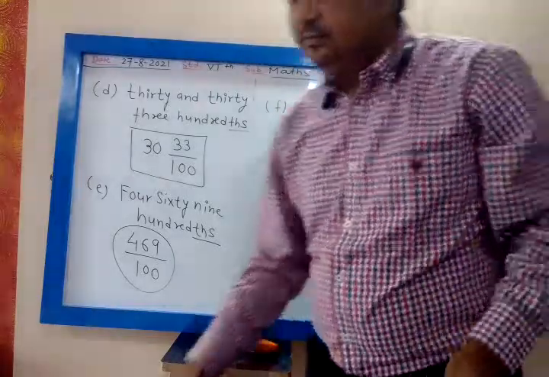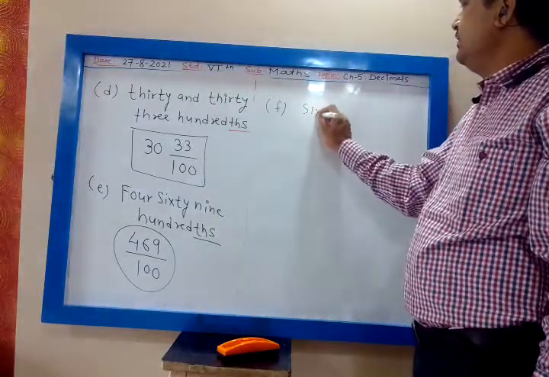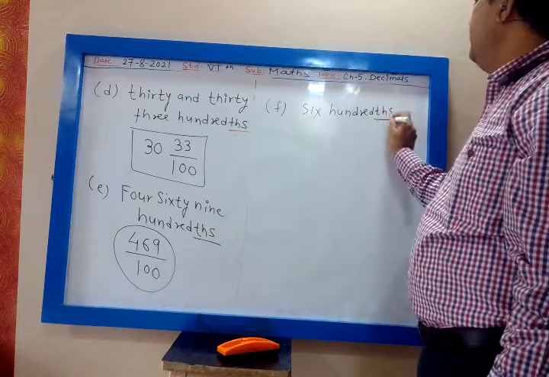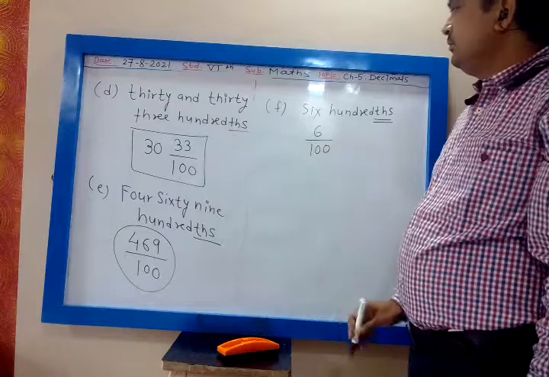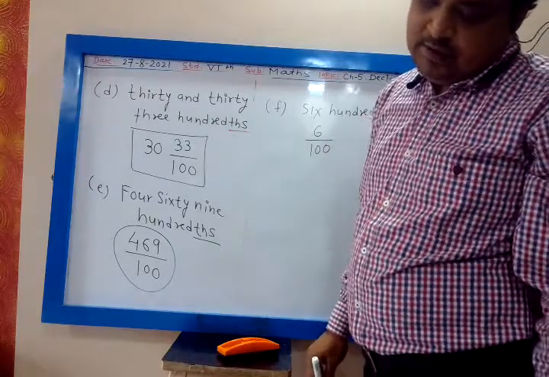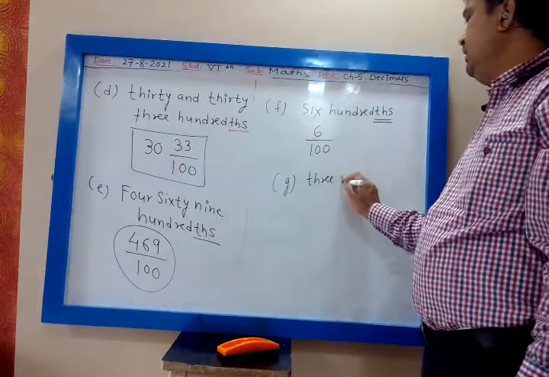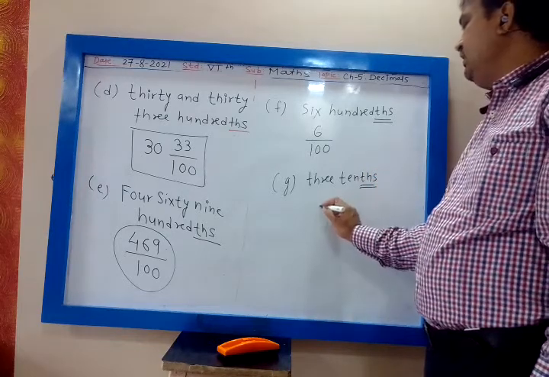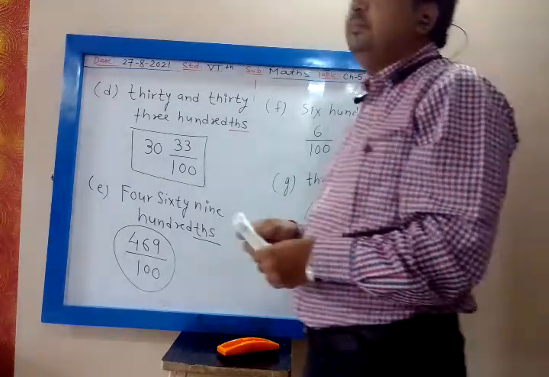Arey my dear. Did I ask? No. Then do not give the answer. 6 hundredths. Step by step we will see. See the suffix THS. So this is 6 upon 100. Then 3 tenths. G, 3 tenths. THS suffix. So what is that? 3 tenths. 3 upon 10. Yes. 3 tenths means 3 upon 10.